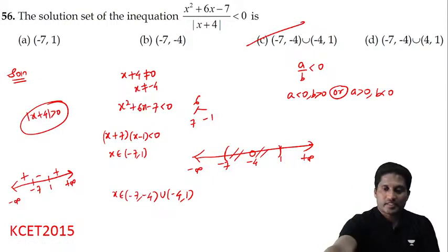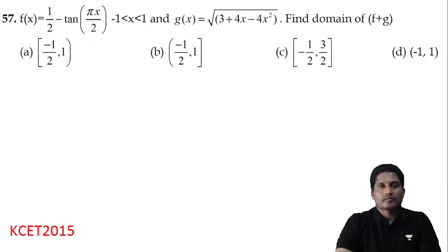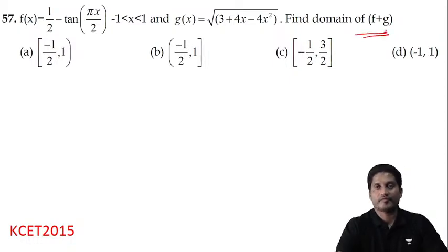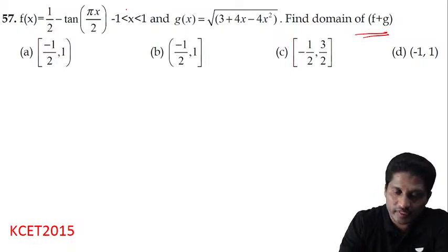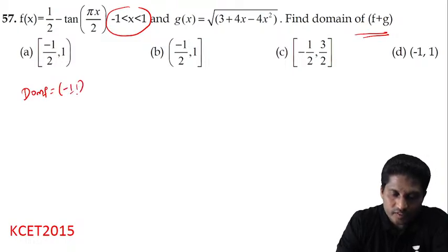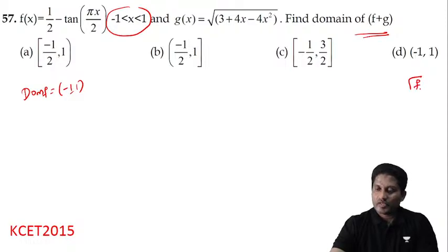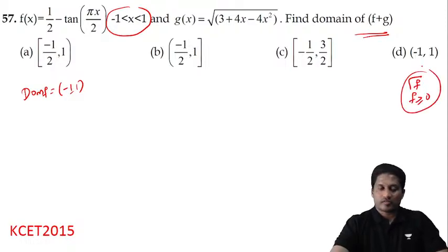Let's move to the next question. Right, f of x is equal to half of minus tan pi x by 2, and it asks what is the domain of f plus g. Domain of f is already given. Domain of f is open interval, minus 1 and plus 1. That is already given. Okay, now root f is defined when f is greater than or equal to 0.